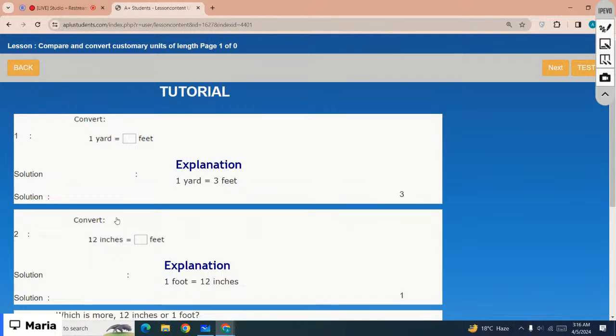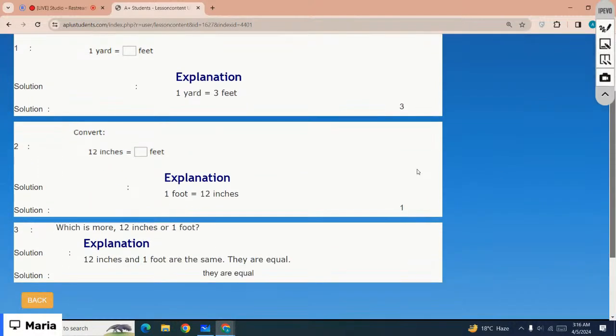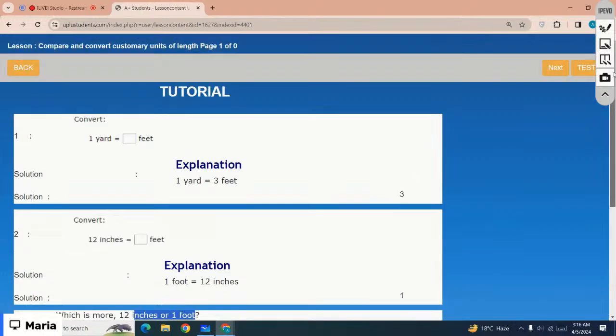These are the basic units. You have to keep them in your mind. Then you have 12 inches, so 12 inches equal 1 foot, right? Okay, which is more, 12 inches or 1 foot? They are the same, right? So 1 foot equals 12 inches, so they both are exactly the same. Let's just start with the test questions.